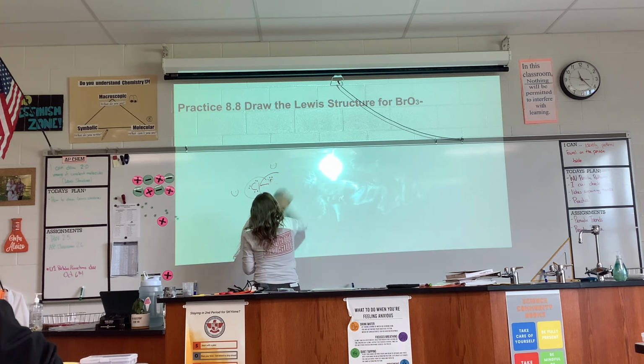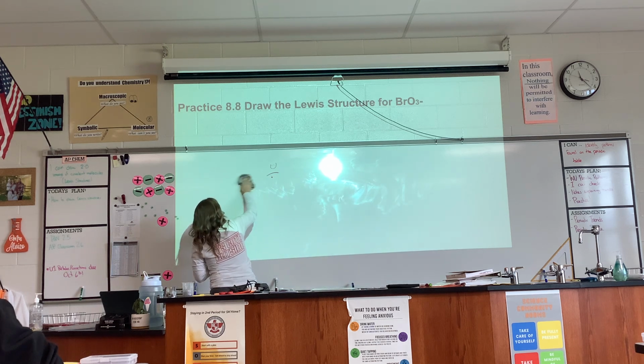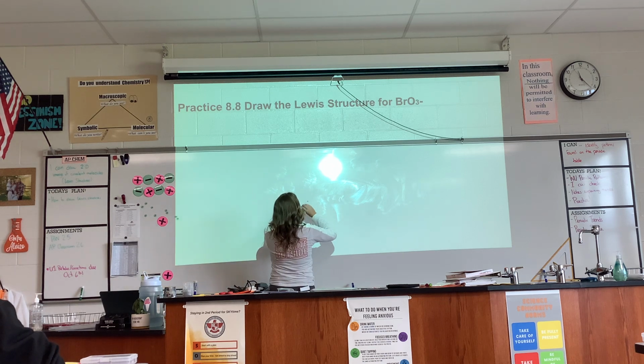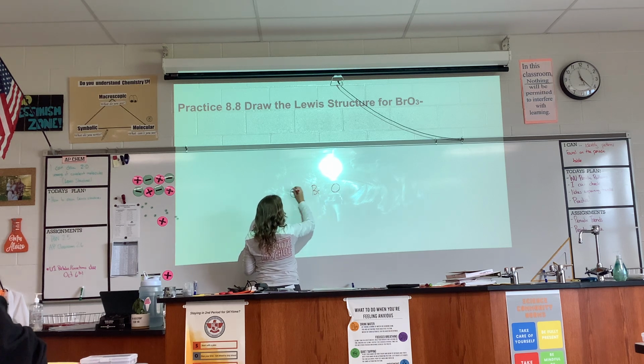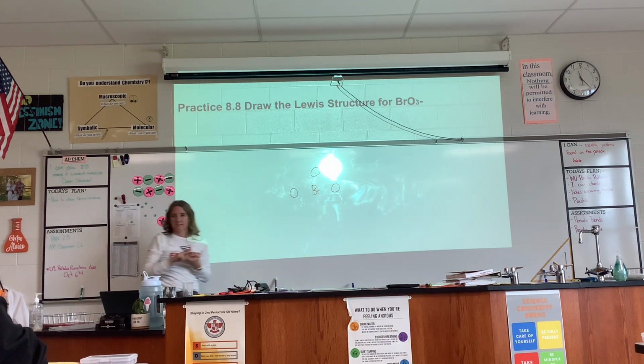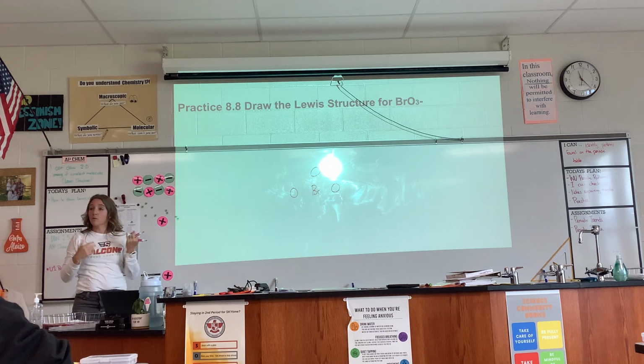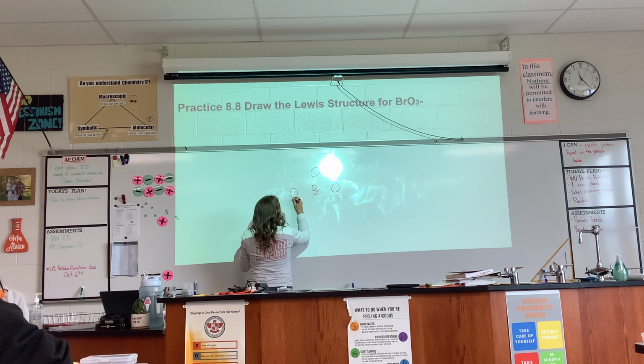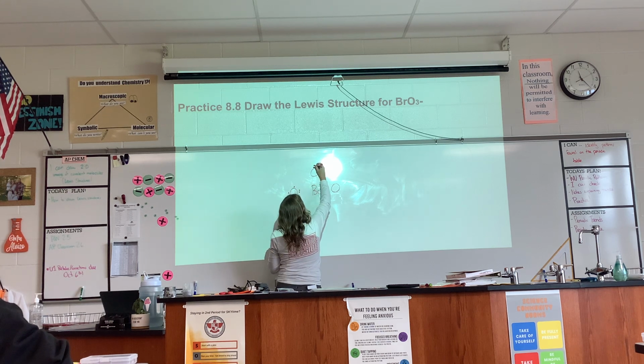Okay, so same thing as before with just some added changes. So we're going to put Br in the middle. I have 3 oxygens. Okay. Start with what is given. So how many does oxygen come with? 1, 2, 3, 4, 5, 6.